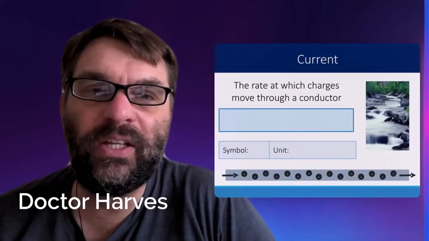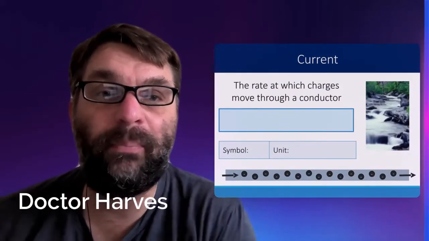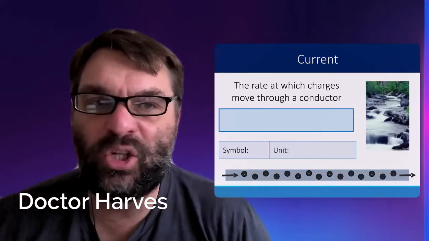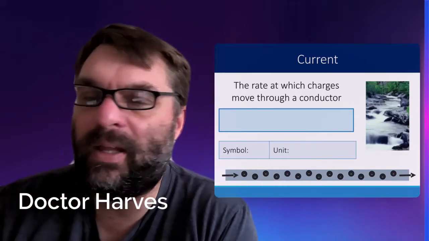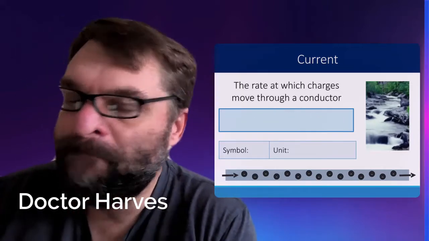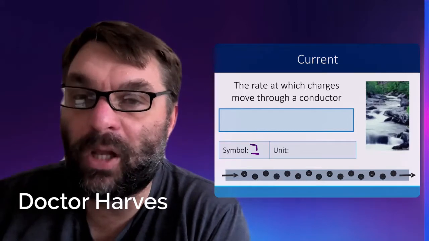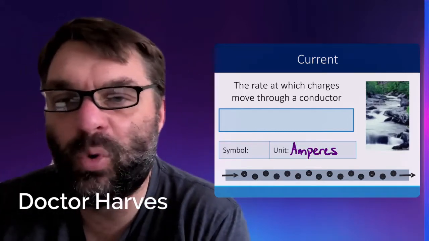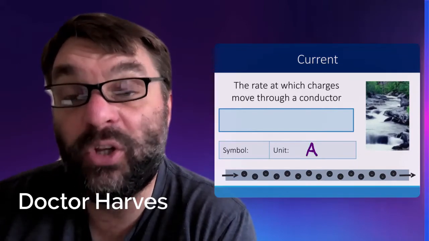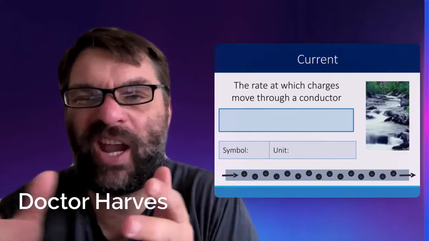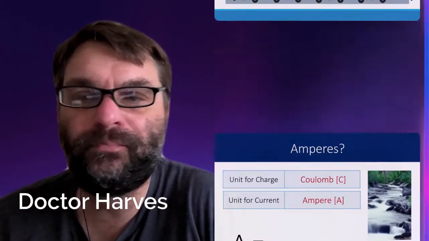So current is essentially the rate at which charges move through a conductor. Using the analogy potentially of rivers, it's the flow of electrons as opposed to the flow of water. So the symbol is capital I, and it is measured in amperes, with the unit symbol of the amp or capital A. Okay, so it's contracted down to the term amp.